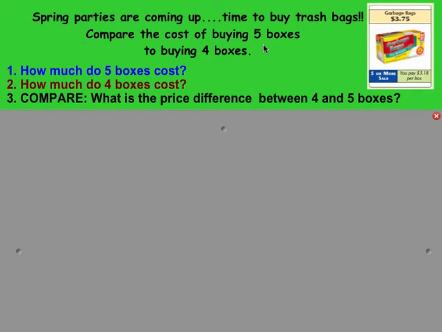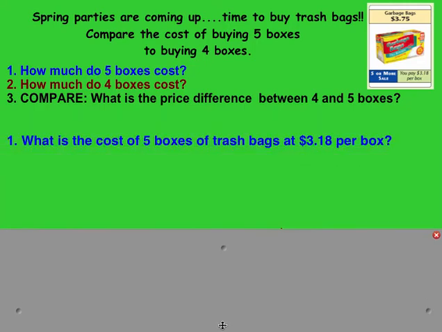So if I want to compare the cost of buying 5 boxes to buying 4 boxes, I have to know a couple of things first. Number 1, how much do 5 boxes cost? Number 2, I have to know the price of 4 boxes, what that's going to cost me. And then if I'm going to compare the cost of 5 boxes to 4 boxes, I need to know the price difference. So I'm going to subtract the difference between the cost of 4 boxes and 5 boxes.